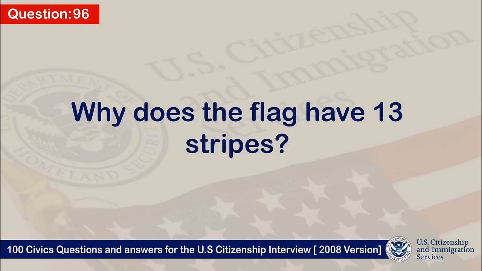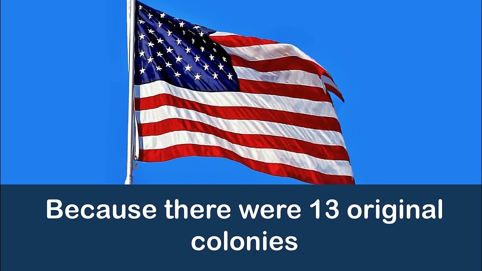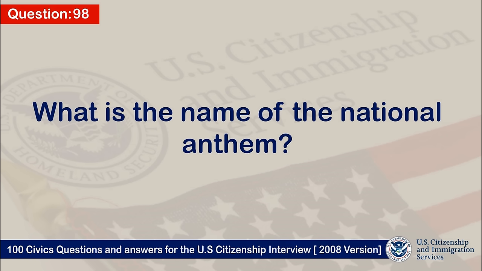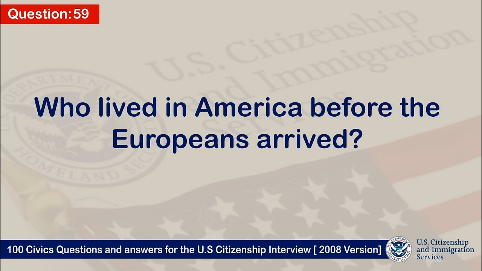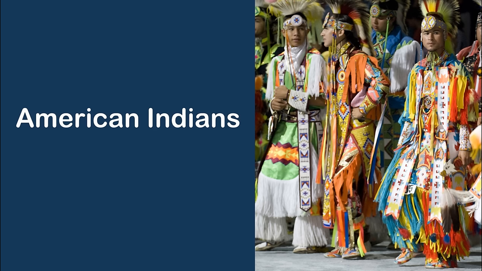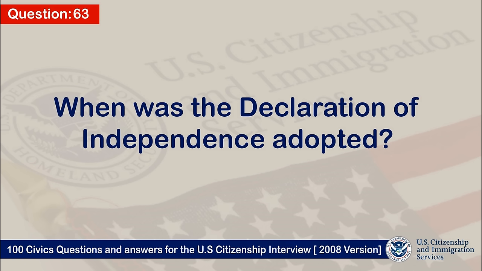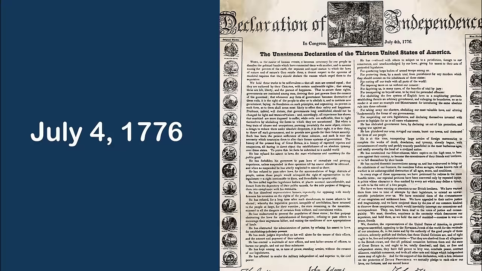Why does the flag have 13 stripes? Because there were 13 original colonies. What is the name of the national anthem? The Star Spangled Banner. Who lived in America before the Europeans arrived? American Indians. When was the Declaration of Independence adopted? July 4th, 1776.